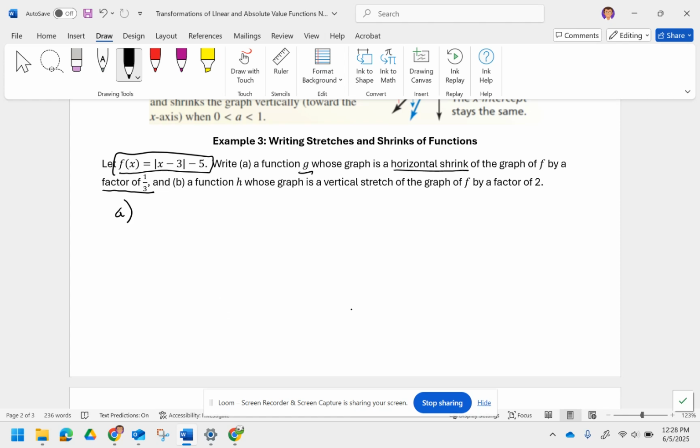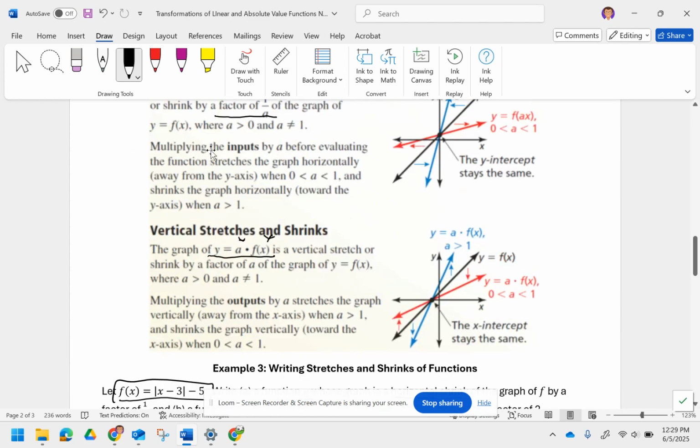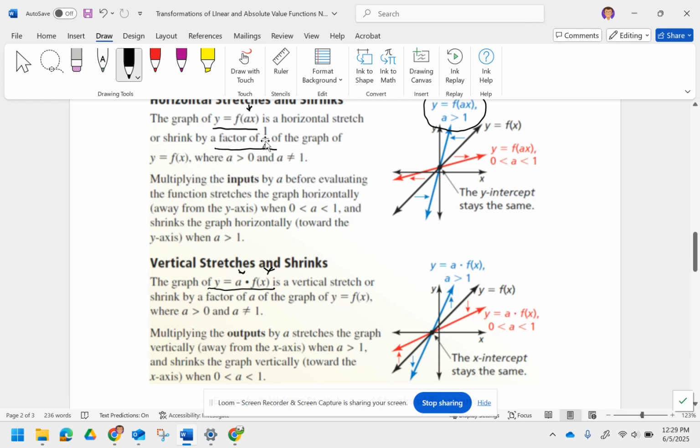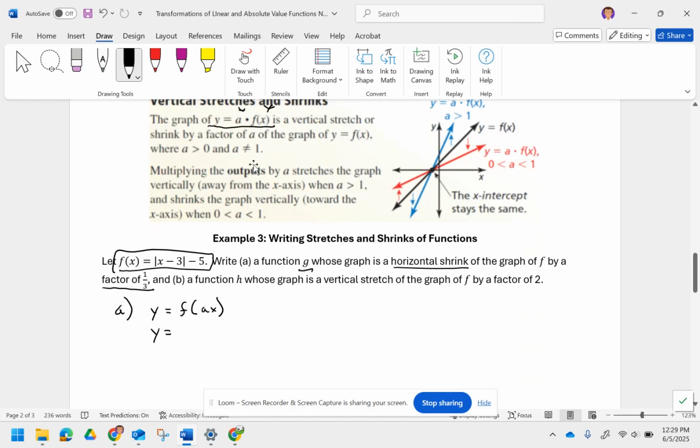So there's a few things to unpack. Horizontal shrink first. So we know we're doing something to the input. We now need to figure out what a is. So they told us that it was by a factor of 1/3. Remember, horizontal happens by a factor of 1 over a. So a is not 1/3. A is actually the 3 because it's 1 over a. So this is going to be f of 3x.